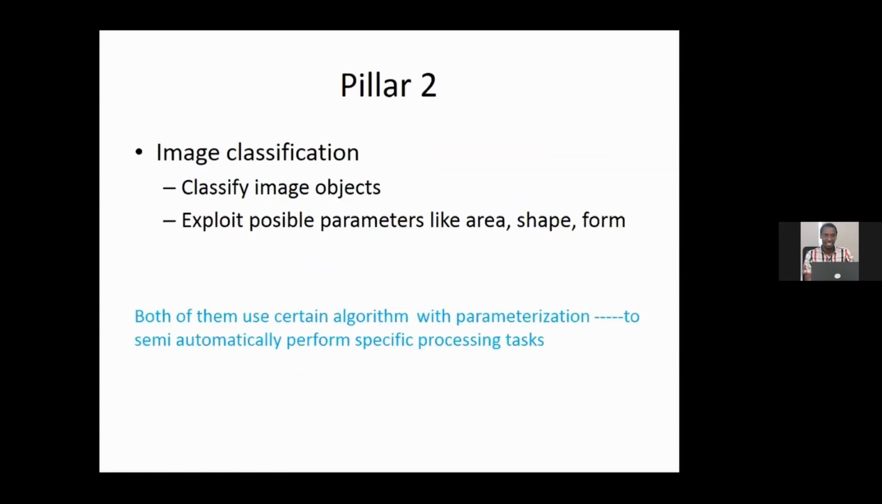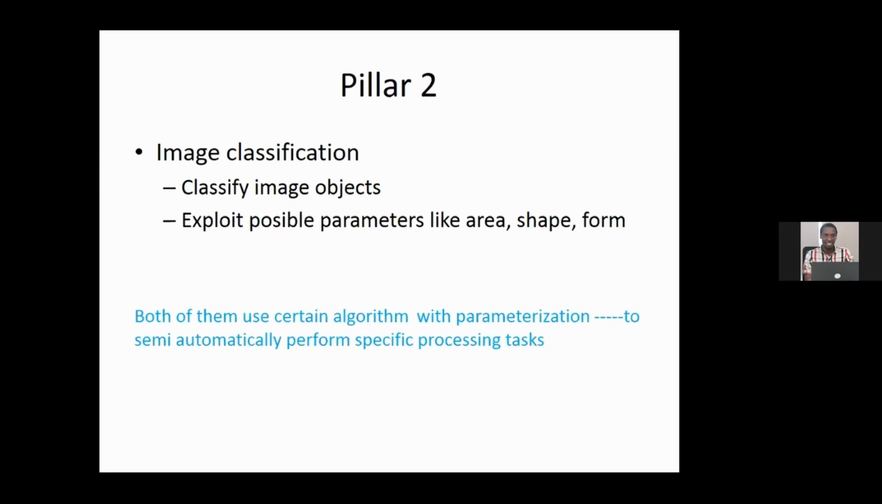The second pillar is basically image classification. With image classification, you classify image objects, not pixels, but image objects. And you can also exploit area, shape, and form to do the classification.